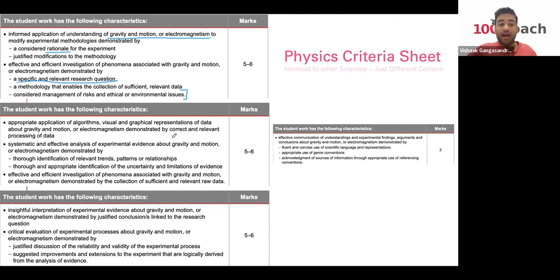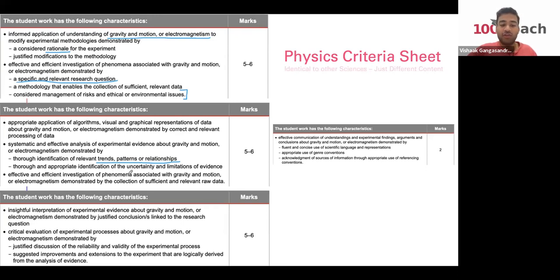So appropriate application of algorithms, visual and graphical representations of data about gravity and motion or electromagnetism, demonstrated by correct and relevant processing of data. So this is the most context specific. In physics, correct and relevant processing of data is different to chemistry and biology, but apply formulas, especially in physics and chemistry. They've given you formulas, they've taught you formulas in class, use those formulas to process your data. Next point, systematic and effective analysis of experimental evidence demonstrated by thorough identification of relevant trends, patterns, and relationships. Use these words. Use the words trends, patterns, relationships in your assignment. It'll make sure that teachers know to give you the marks for it. Literally use the words trends, patterns, relationships.